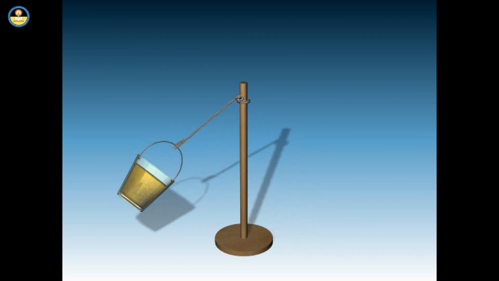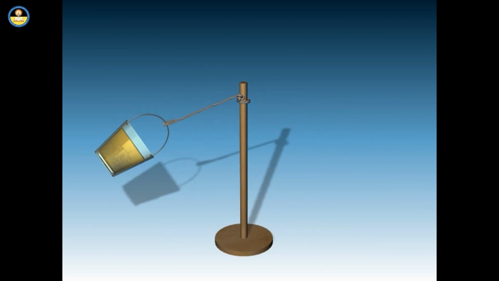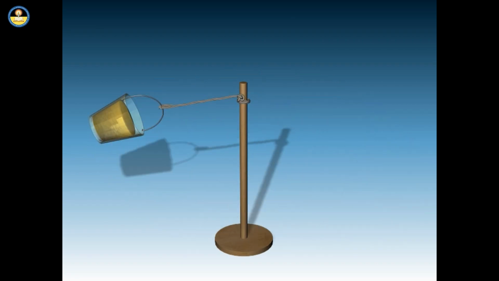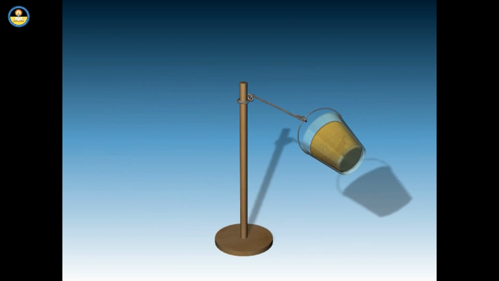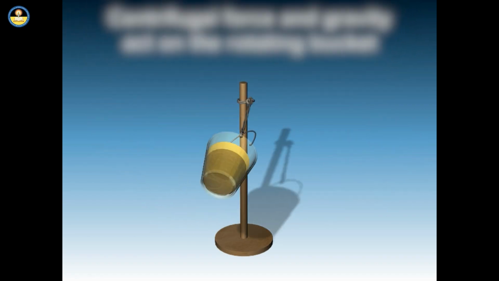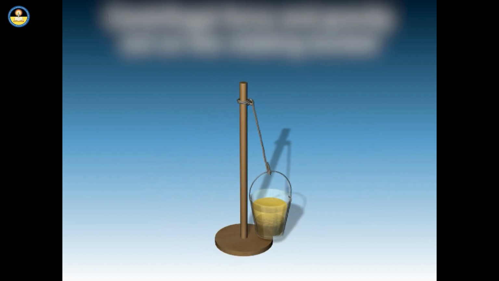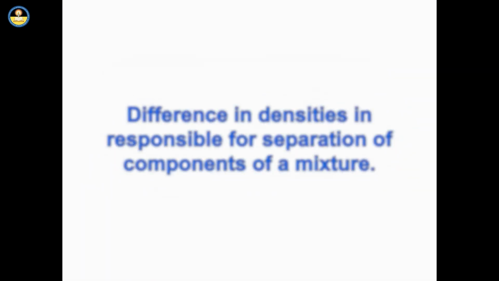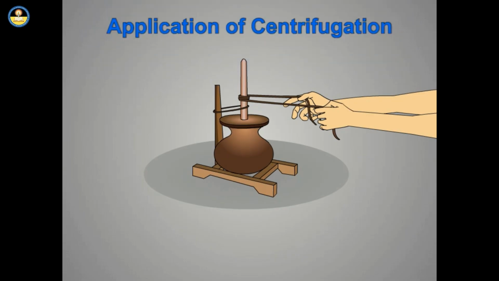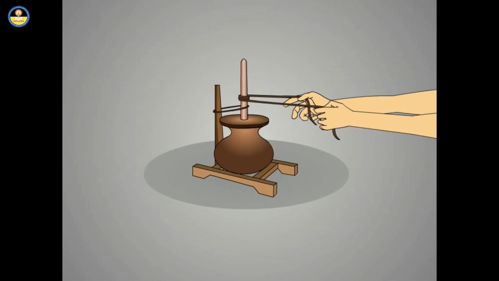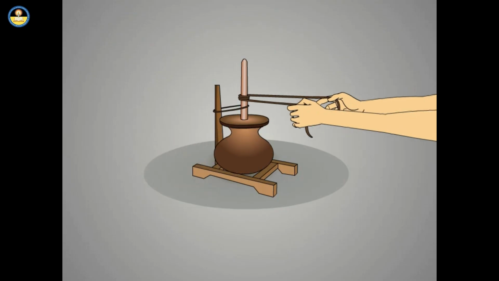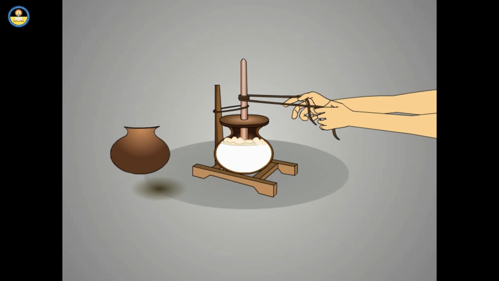When this bucket is rotated at a very high speed for some time, we find that the sand separates from water. This is because centrifugal force and gravity act on the rotating bucket. Difference in densities is responsible for separation of components of a mixture. Can you recall any application of this method? Yes, you are correct. We separate fat from curd by this method with the help of a churner.